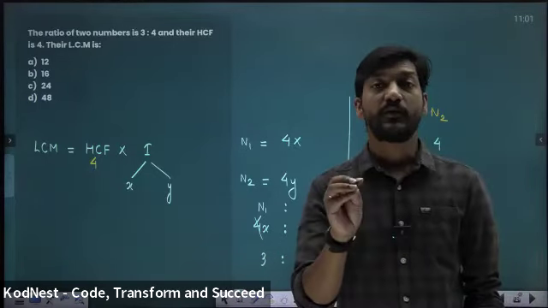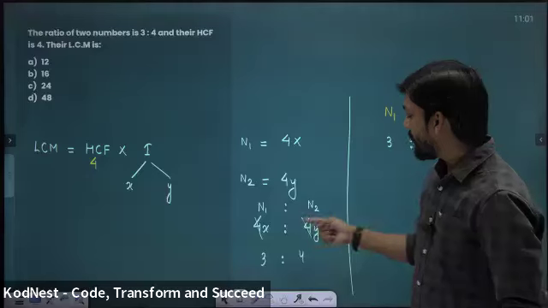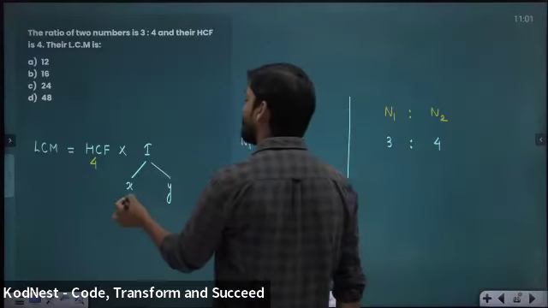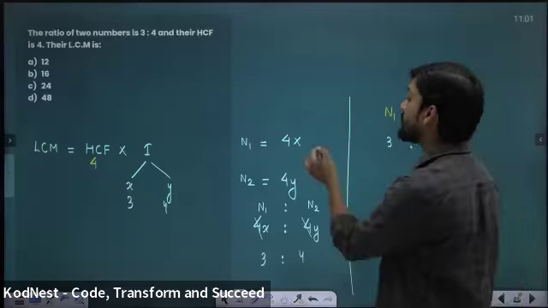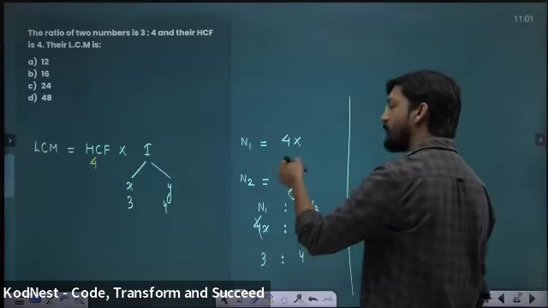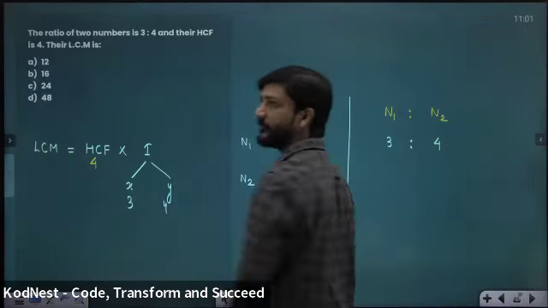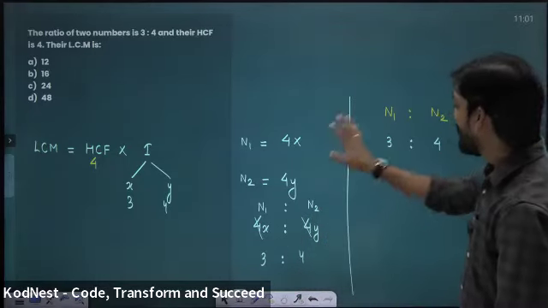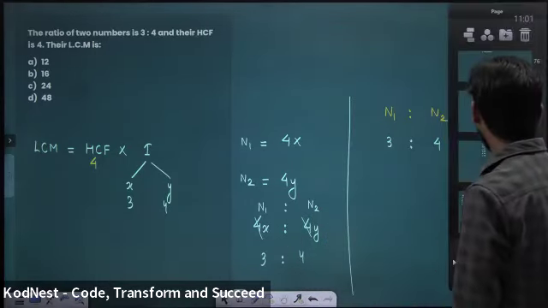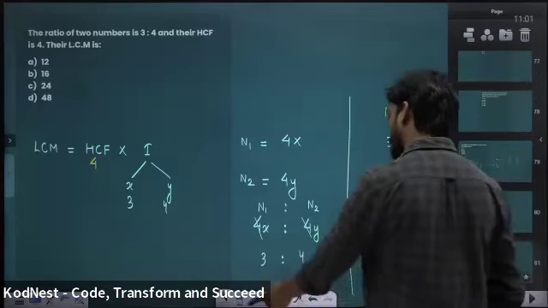So again, you have found the same thing. X is 3, y is 4. Okay, or x is 3, y is 4. So find the numbers, find the LCM. Now suppose you are not able to think this also. Let's go to the other way.